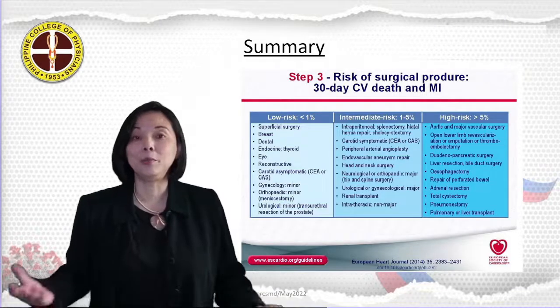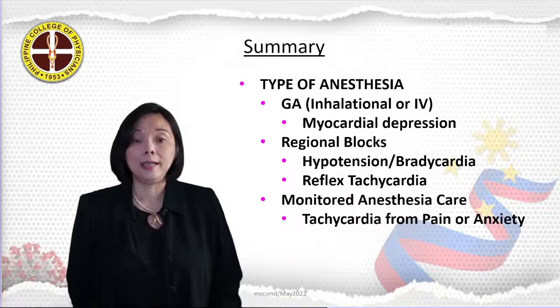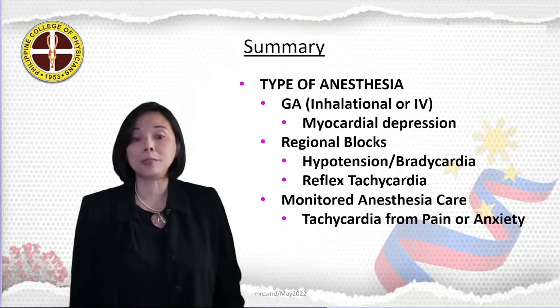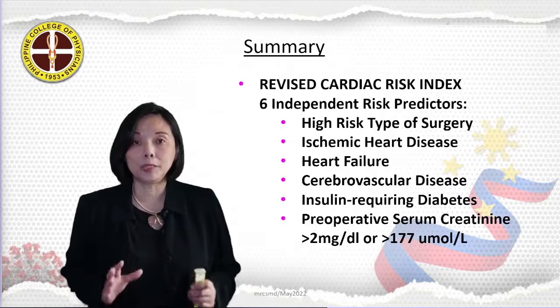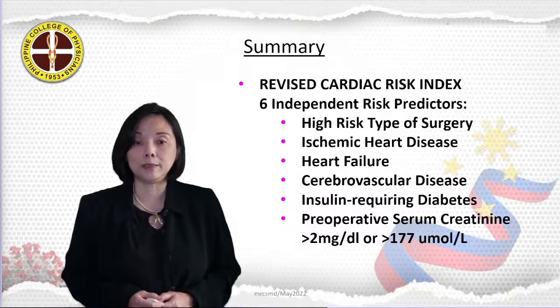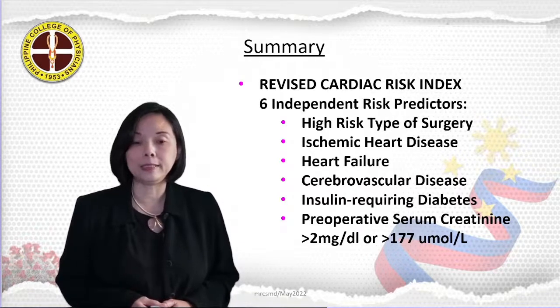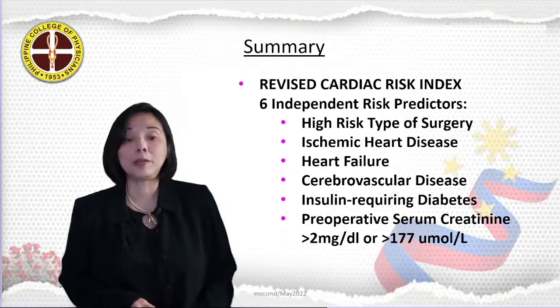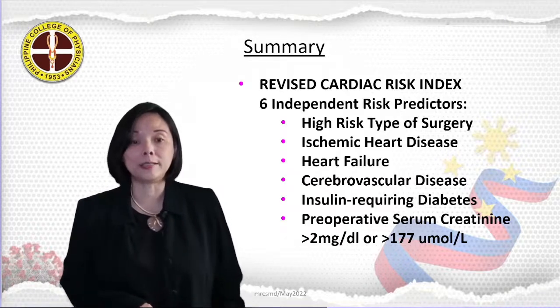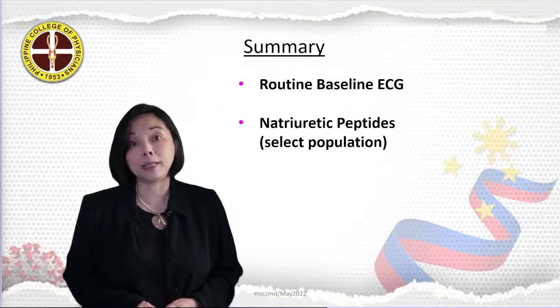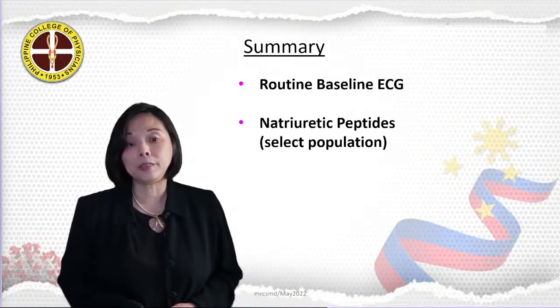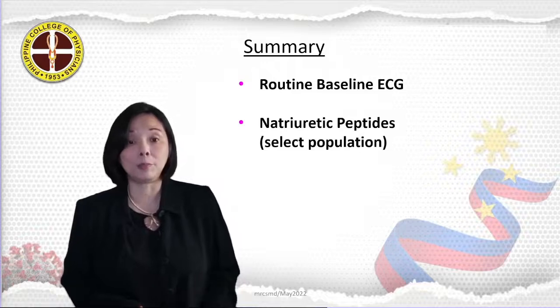In summary, we have reviewed the surgical and the anesthetic risks, which must be considered along with the patient's clinical status. We reviewed risk stratification tools and noted that the updated revised cardiac risk index is still the tool that is recommended by most cardiology societies. Finally, we have seen recommendations on doing a routine baseline ECG and natriuretic peptide testing in specific populations.